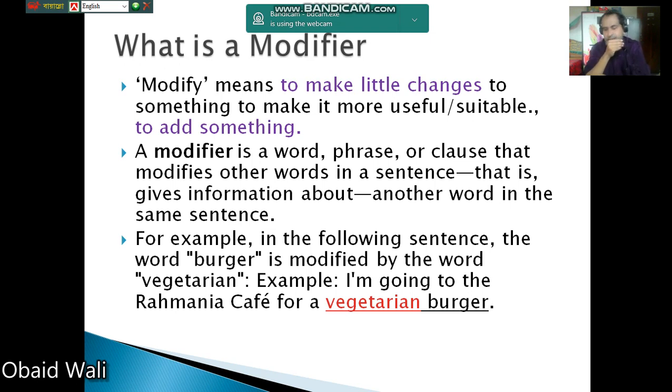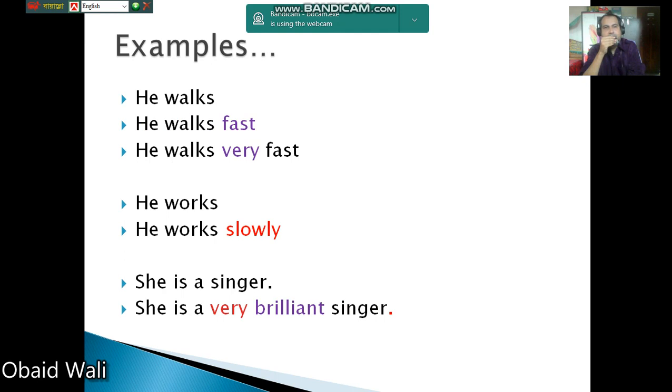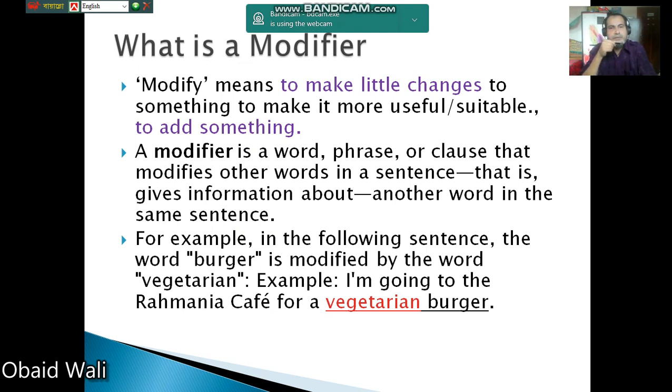Just recall the earlier examples. Here you see he walks, and in the second sentence he walks fast. The word fast modifies walks. How he walks? So this is giving you a bit more information about walk. Walk is a verb, and fast modifies the verb. That's why fast is an adverb. Usually adjectives and adverbs both can work as modifiers in a sentence.